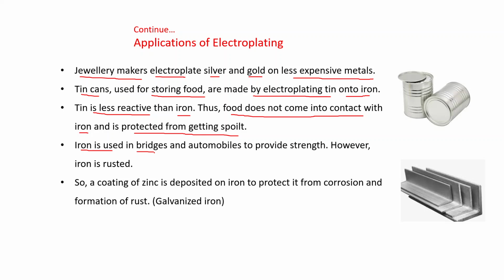Iron is used in bridges and automobiles to provide strength. However, iron rusts. Now see, this is one drawback of iron. Rusting of iron takes place in the presence of water and oxygen. So a coating of zinc is deposited on iron to protect it from corrosion and formation of rust. This process of coating zinc on iron is known as galvanization of iron, and the iron obtained after the deposition of the zinc coating is known as galvanized iron.